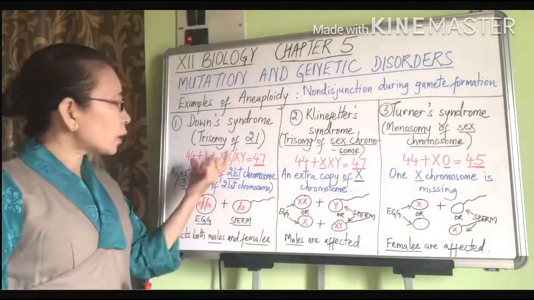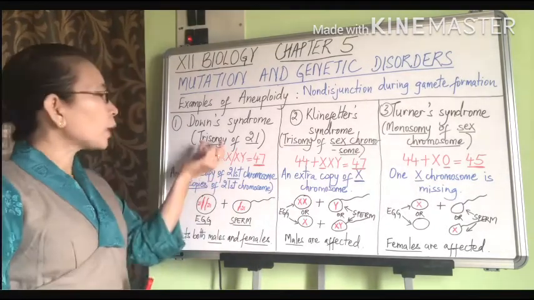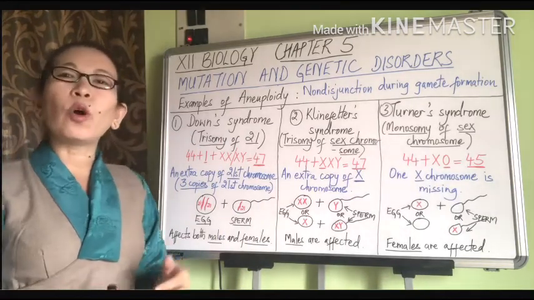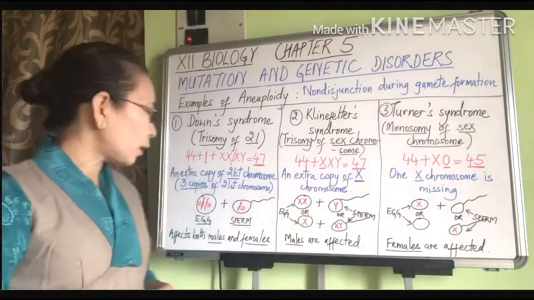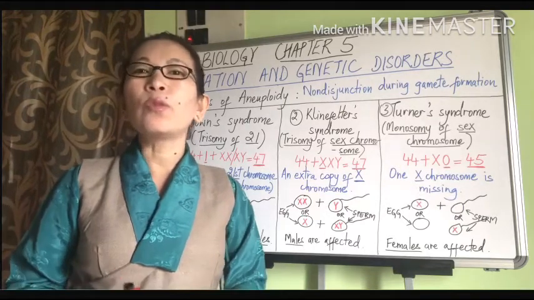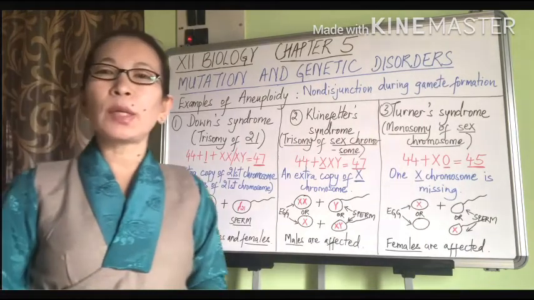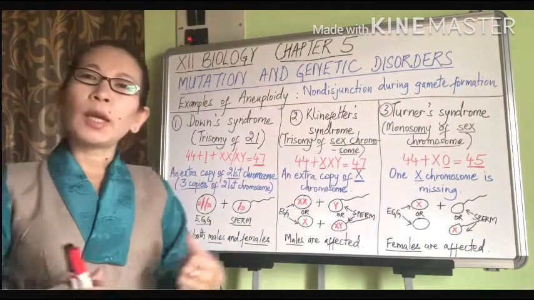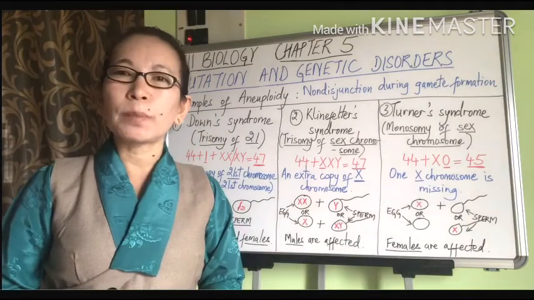Now, how did such 3 copies of the 21st chromosome come into the individual? This occurred because of non-disjunction. And non-disjunction, as I stated earlier, is an event where we have the failure of segregation of the pair of chromosomes. So the pair of 21st chromosome fails to segregate during gamete formation, and this could happen during the egg formation, or it could also occur during sperm formation.